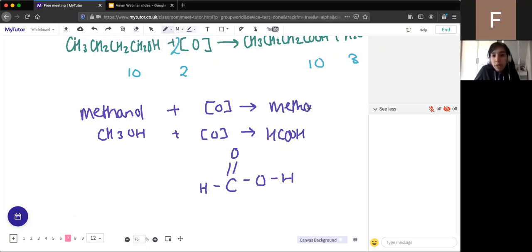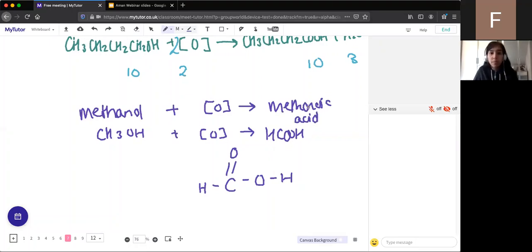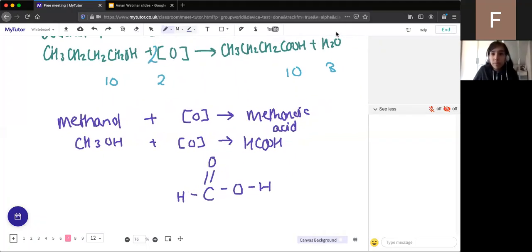So methanoic acid. And what's the second product? Excellent, water. So plus H2O. And then if we try and balance it again, if we look at our carbons, there's one here, one here. If we look at our hydrogens, 3 plus 1 is 4: 1, 2, 3, 4. So the only thing that's not balanced is oxygen. There's 2 on the reactant side, but there are 3 on the product side. So to make it 3, we just put a 2 in front.